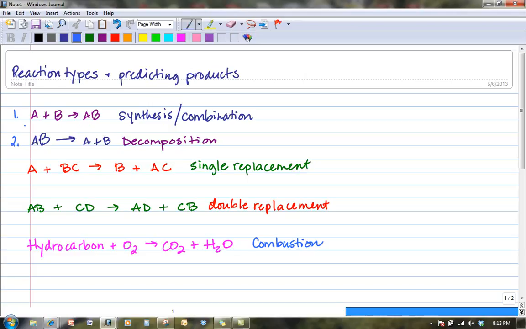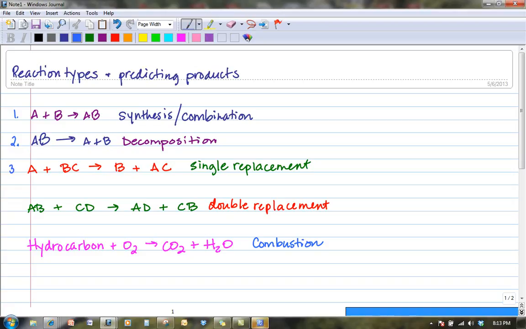Reaction number 2 is just the opposite. This is where one compound falls apart into two pieces. You have compound AB decomposing into A plus B. This is called decomposition.